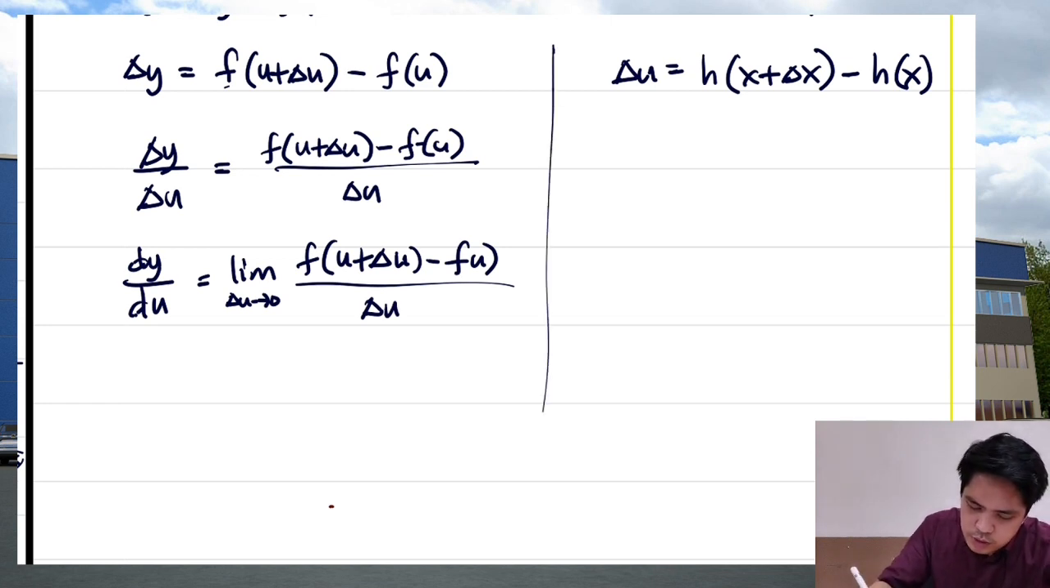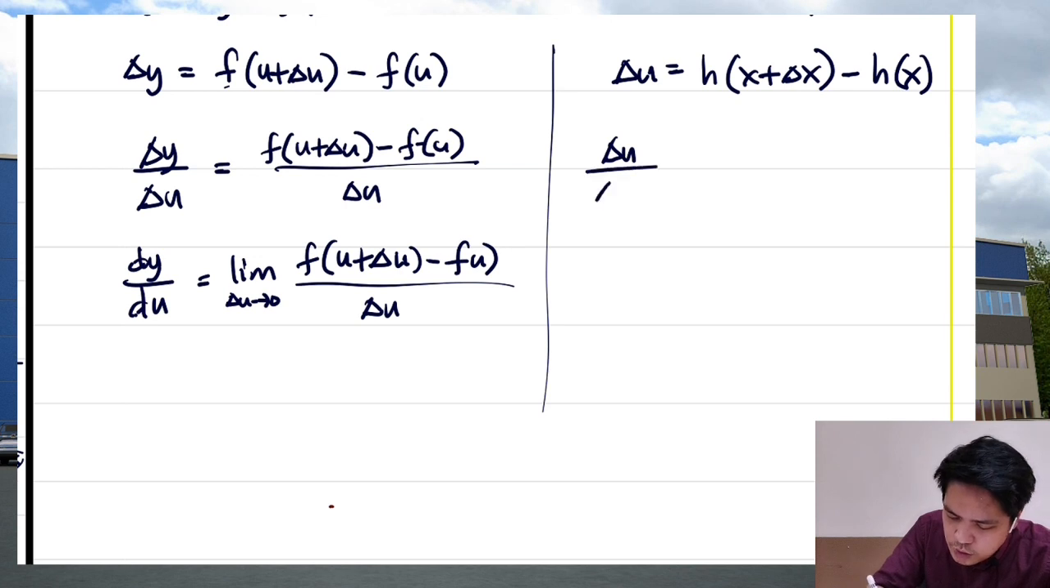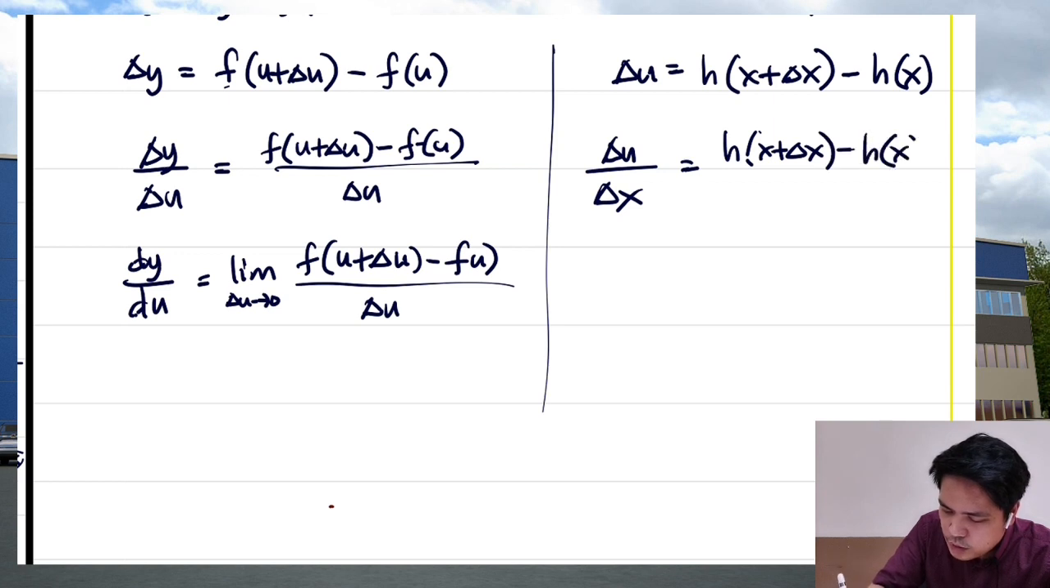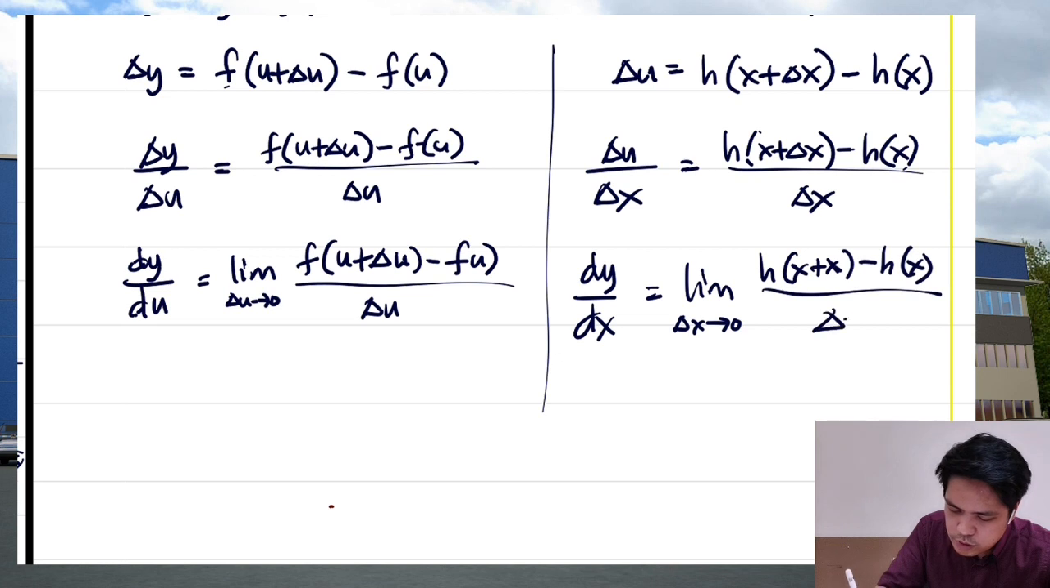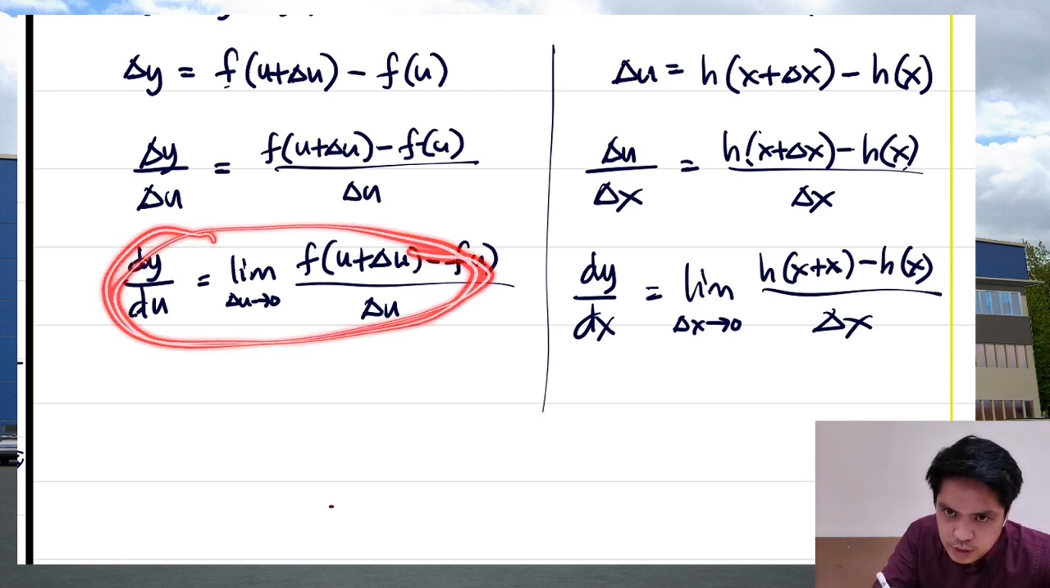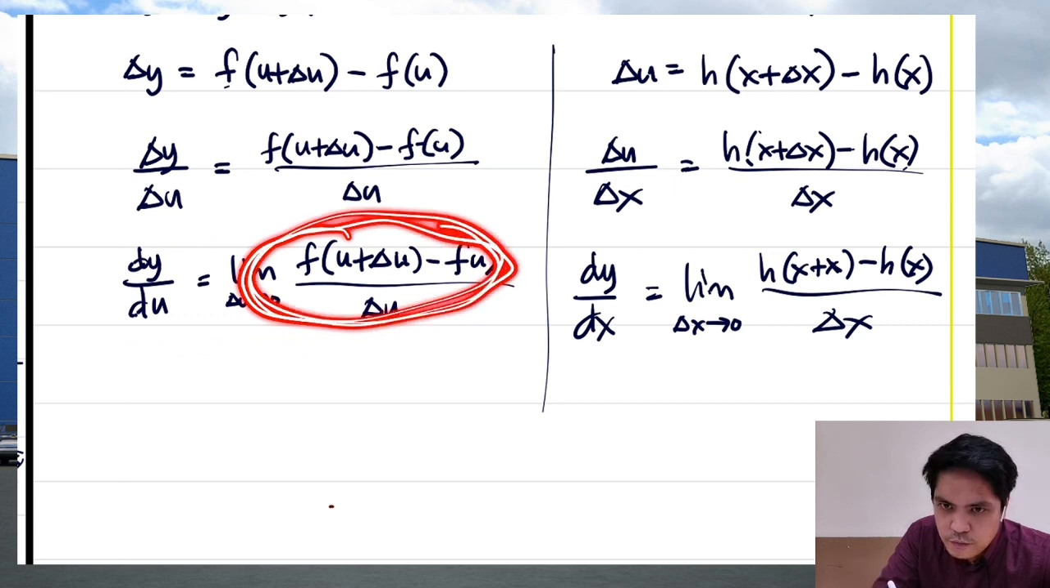Okay, so if we do the same here, we'll have delta u. Ito, yung variable natin dito, or independent variable, is x. So we have delta u divided by delta x. That would be equal to h of x plus delta x minus h of x over delta x. So if you take the limit of that, we'll have du over dx, which is equal to the limit of this as delta x approaches 0 over delta x.